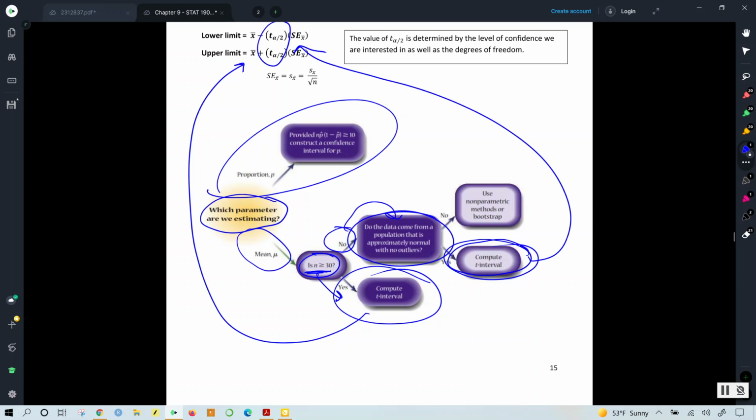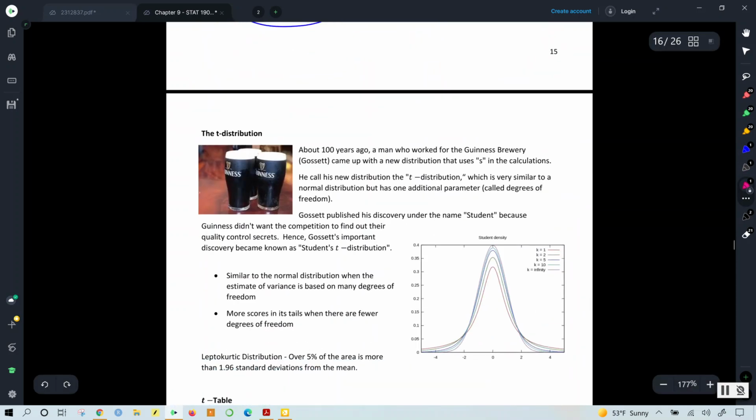However, if we cannot verify that the data could come from a population that is approximately normal, then we have to use non-parametric methods or bootstrap method. These would not be covered in this topic. So without any further ado, let's get to it.